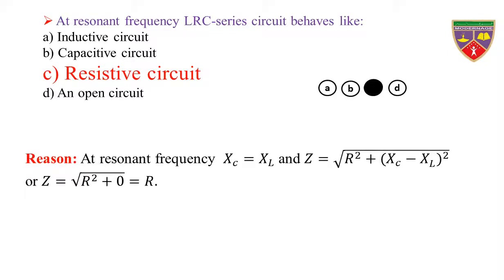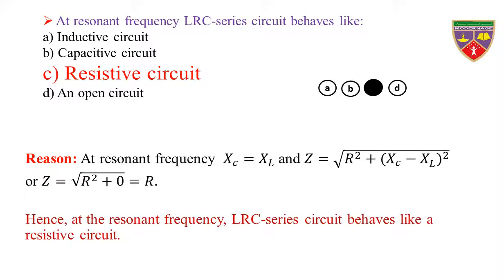Reason: at resonant frequency, XC is equal to XL and Z is equal to square root of R square plus XC minus XL whole square, or Z is equal to square root of R square plus 0, which is equal to R. Hence, at the resonant frequency, LRC series circuit behaves like a resistive circuit.